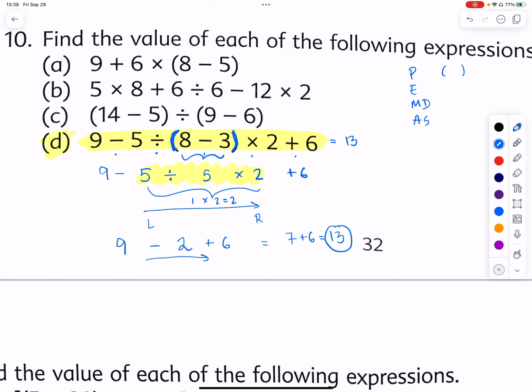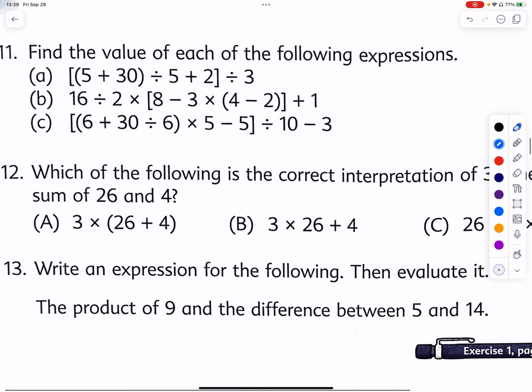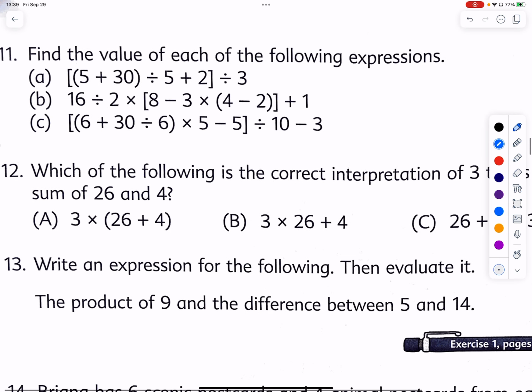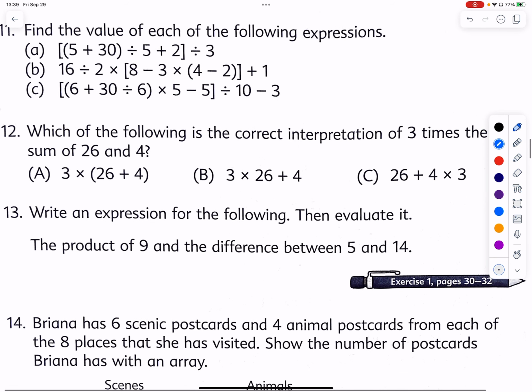I would like for you to solve A, B, and C on your own as we move on to the following page. And again, we have more examples that keep increasing in difficulty, but we already know what's going on. I would like to work with you on 11C.